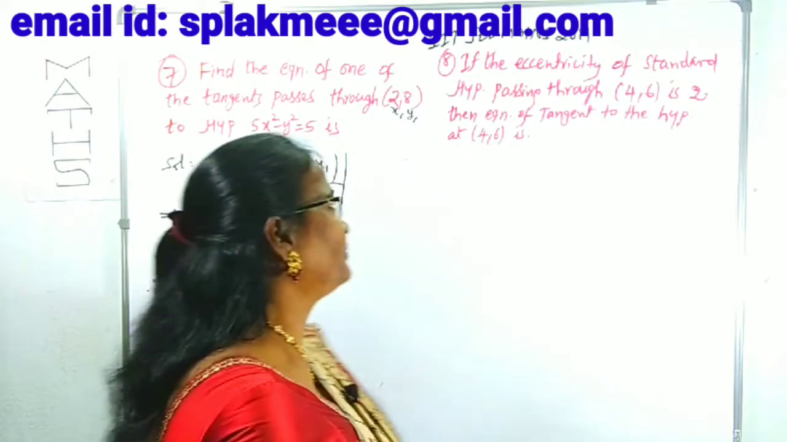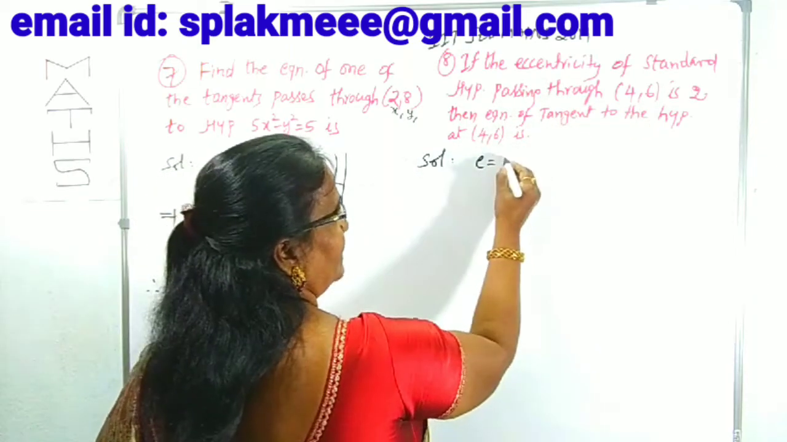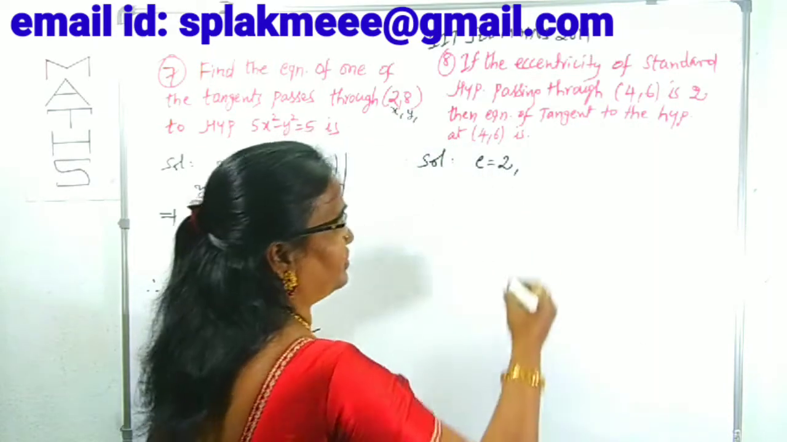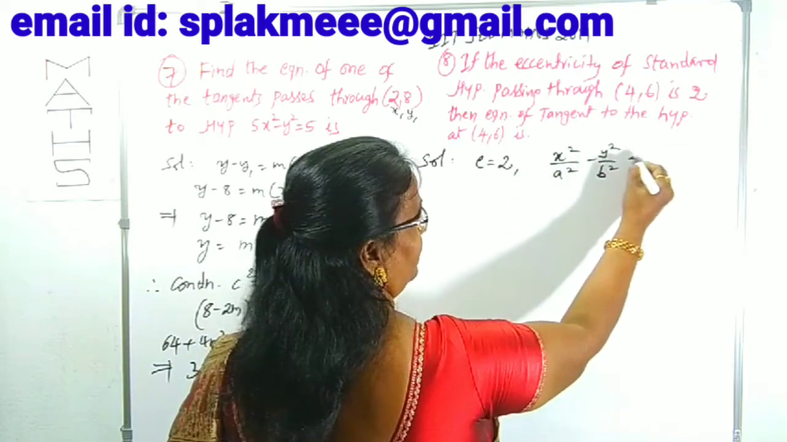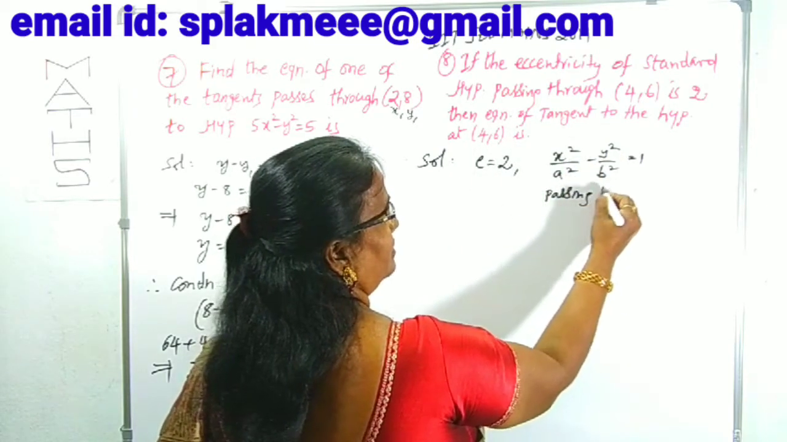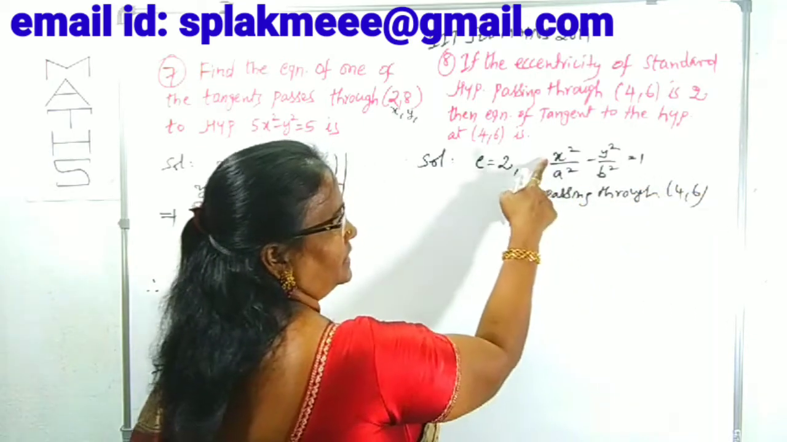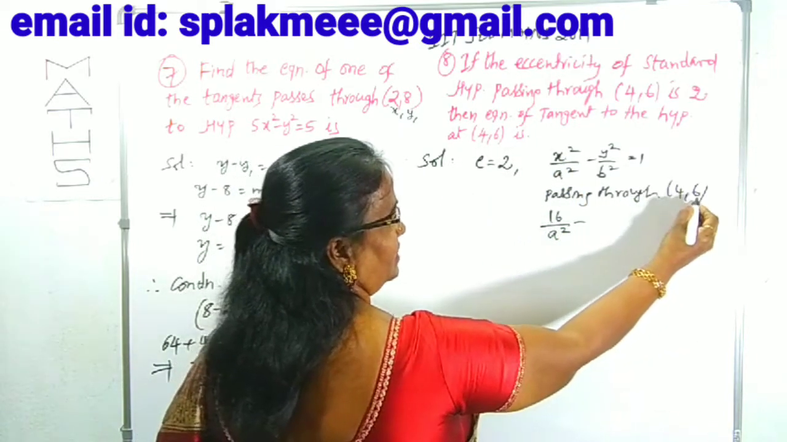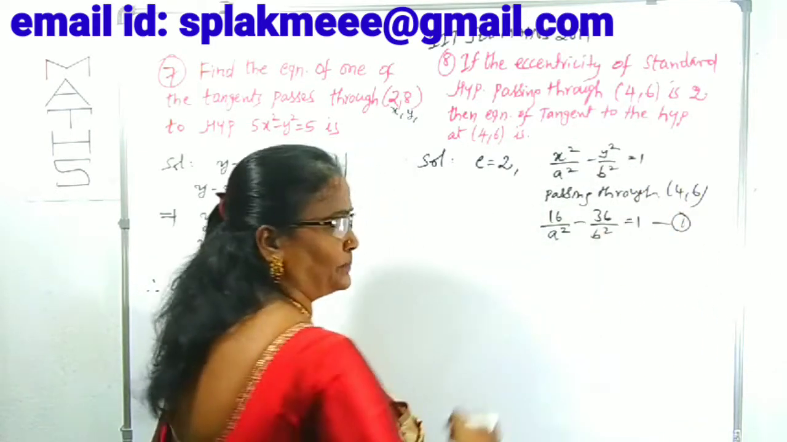For that, what is the given eccentricity? You know eccentricity is denoted by e. e is given as 2. The hyperbola is not given, so I am taking it in standard form: x square by a square minus y square by b square is equal to 1, passing through (4, 6). We can substitute (4, 6) there. 16 by a square minus 36 by b square is equal to 1. One equation you can take.